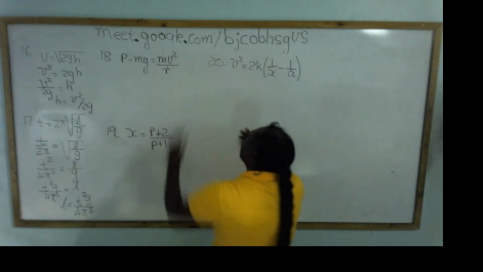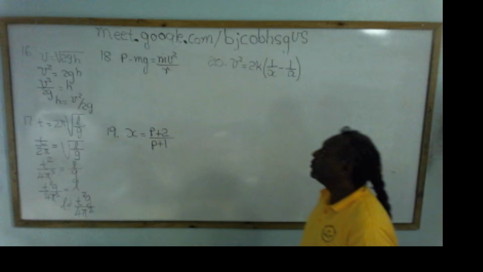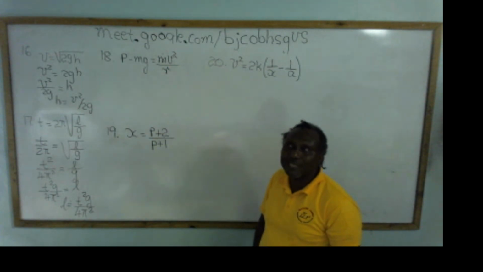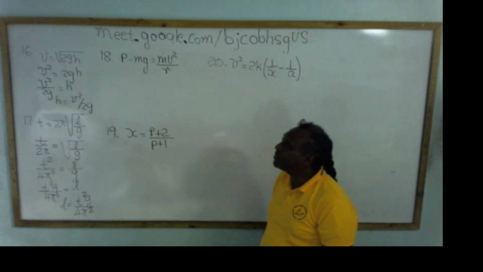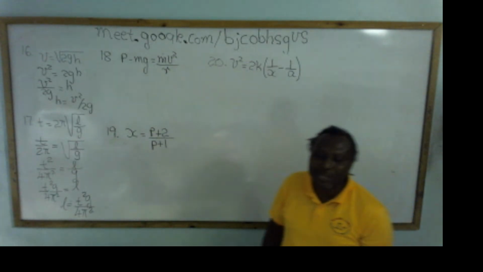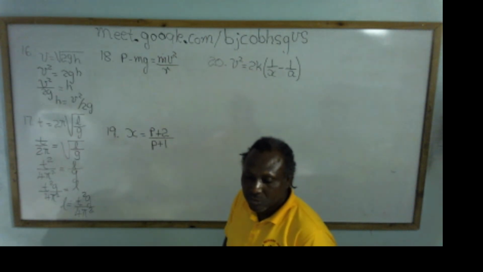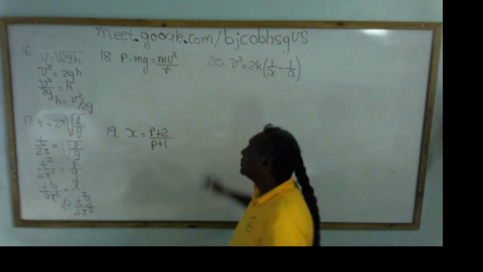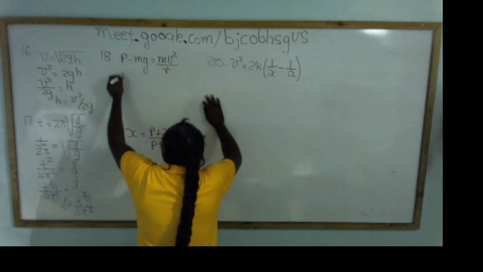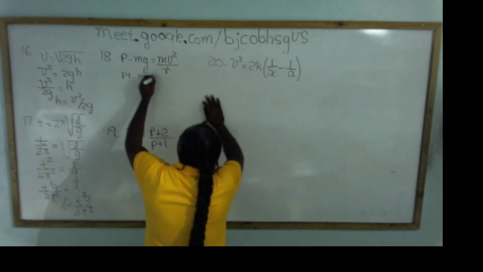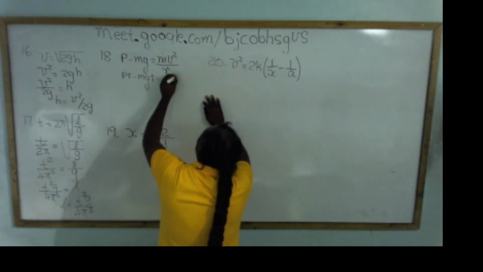This one, we solved a problem that is similar to this one. Number 17, I think. It was number 17? No. Is it number 10? Maybe it's number 10. Where we eliminated the denominator. So we're going to multiply by R on both sides. So we'll have PR minus MGR is equal to MV squared.